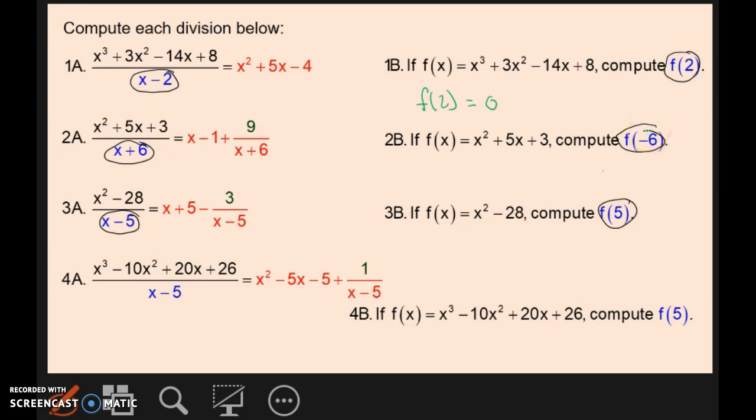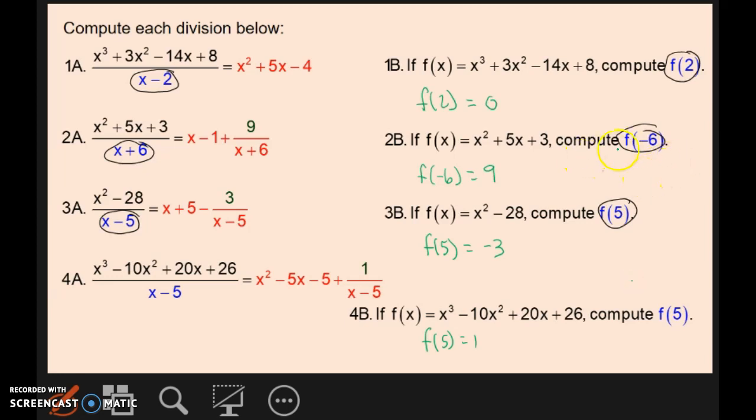This is asking me to find f of negative 6, so I'm going to plug that in here. And again, behind-the-scenes stuff, we end up getting 9. F of 5, we do the same thing. F of 5, we get negative 3. And if I did that here, f of 5, I got 1. So you might be saying, wait a minute, there's some kind of relationship here. You're not going to see it in this first one, but in the second, third, and fourth, it might show up a little easier.